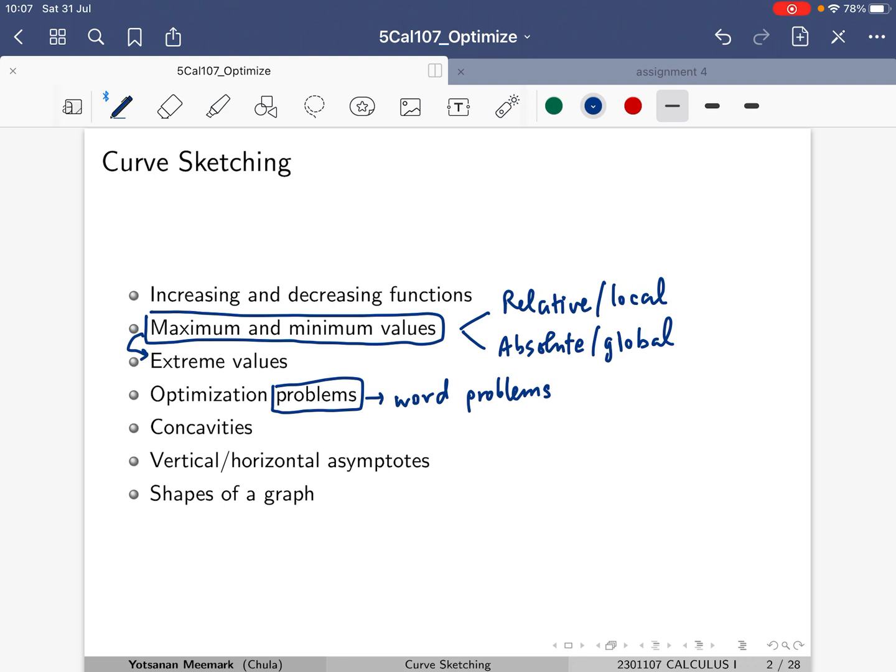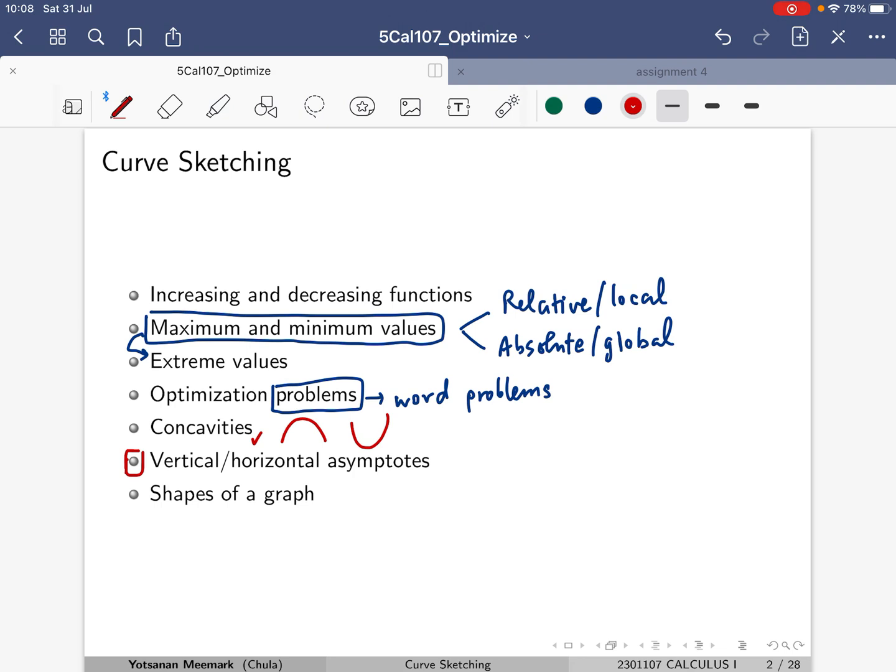From those kinds of problems we are going to go on to another concept called concavity. By concavity we have two kinds, which are concave down and concave up. So we are going to determine again in which interval your function is concave down, and in which interval your function is concave up. After that we can determine the vertical and the horizontal asymptote.